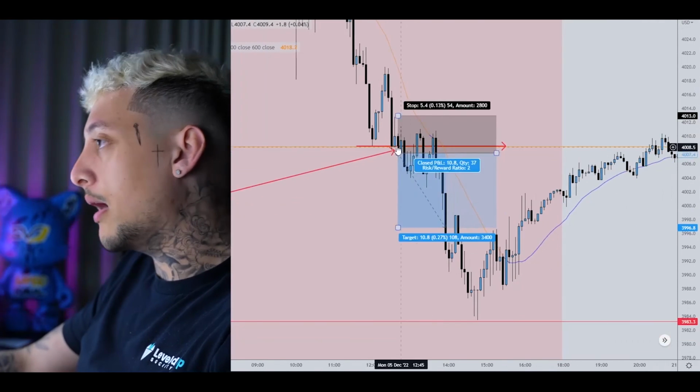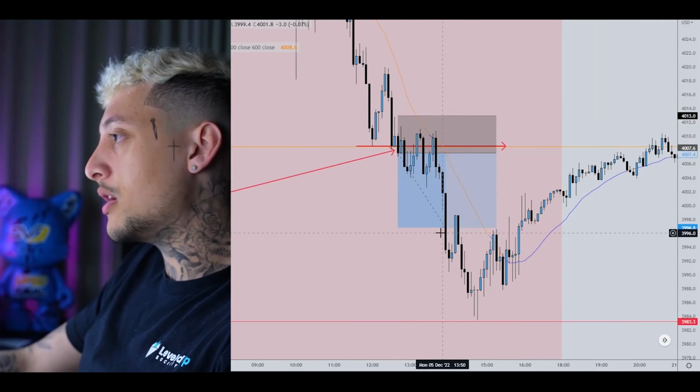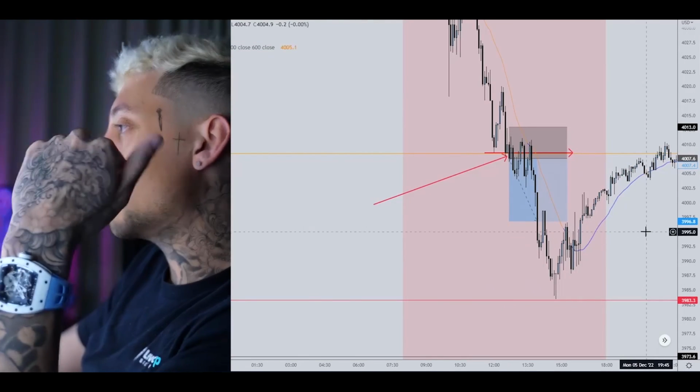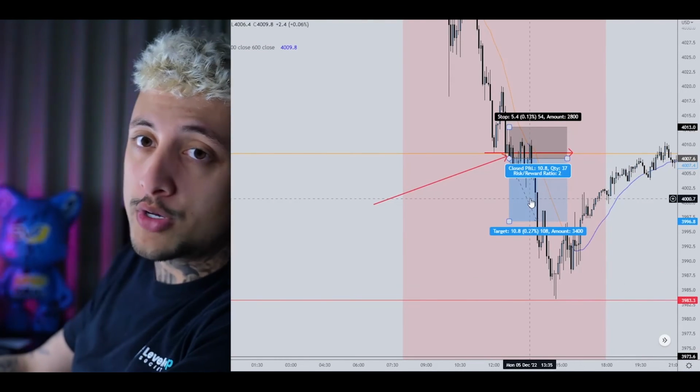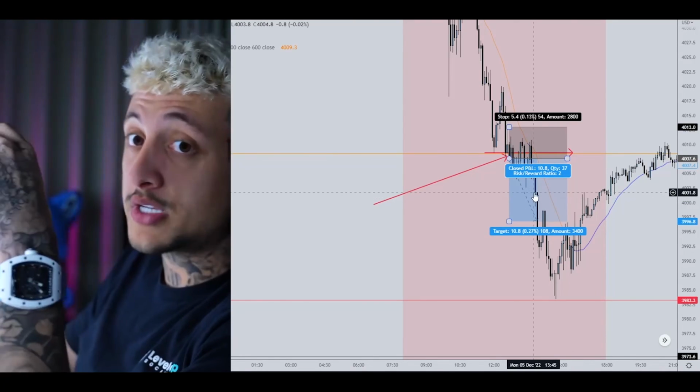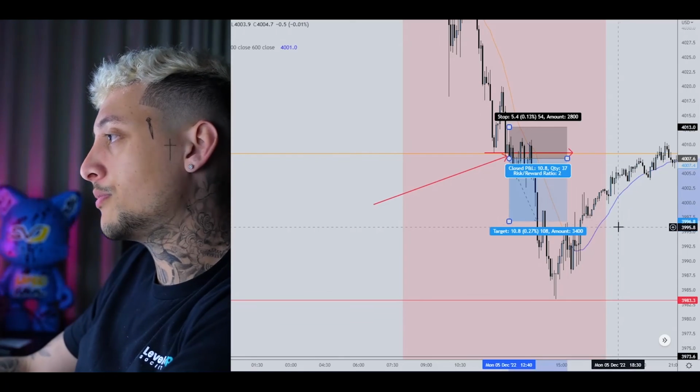And then look at that. Price consolidated for a bit, but then continued to go down and actually make new lows, and you got your 2-to-1 risk to reward ratio. You can also go for a 1-to-1, but for me, I'm always going to go for a 2-to-1 no matter what. I move my stop loss to break even at a 1-to-1 risk to reward ratio.